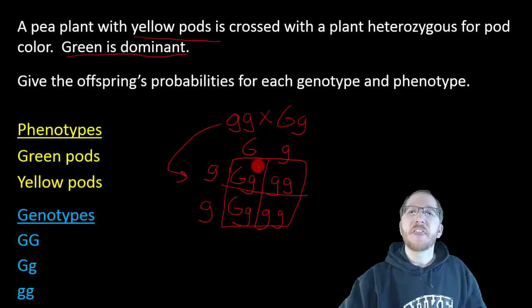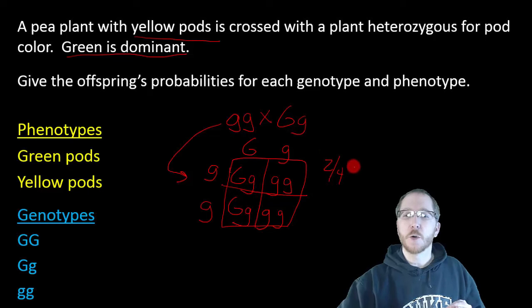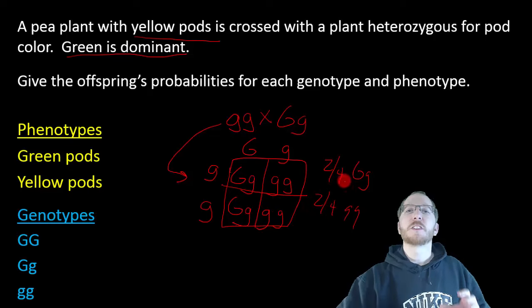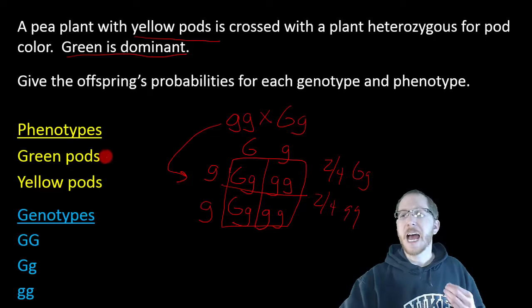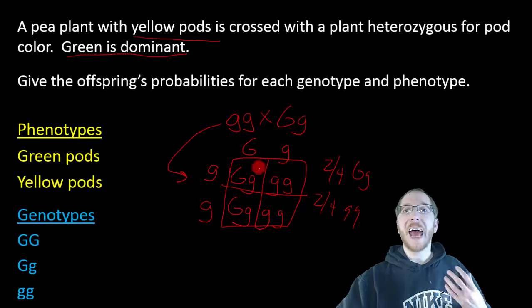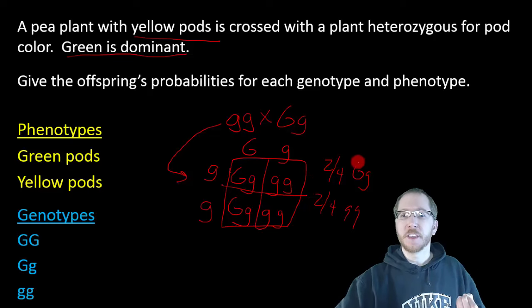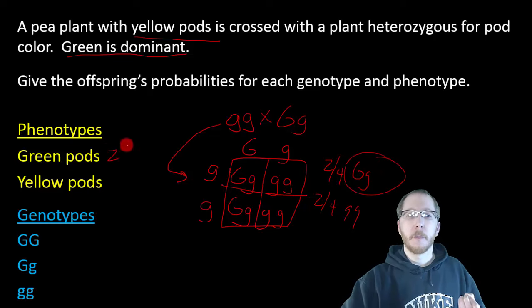Now, once we've got this, we now have the possible genotypes of the offspring. In this case, two out of four offspring are going to be big G, little g, and two out of four of the offspring are going to be little g, little g. So this will allow us to now make our final observations. So phenotypically, how many will have green pods? Well, anyone with at least one big G has green pods. So in this case, this group will. So two out of four will have it, or 50% if you prefer.